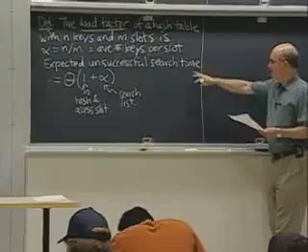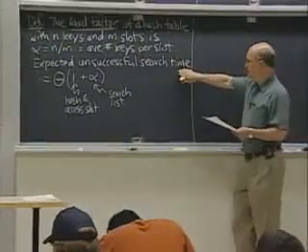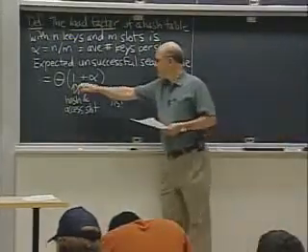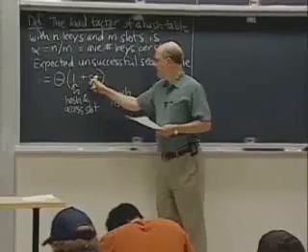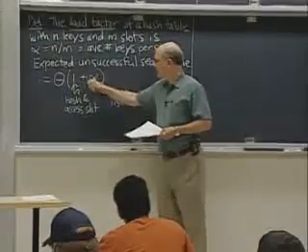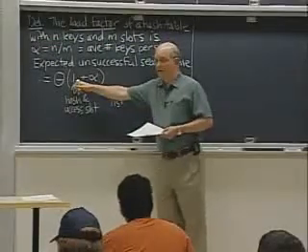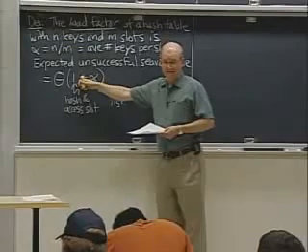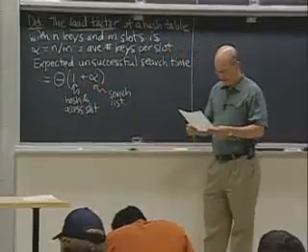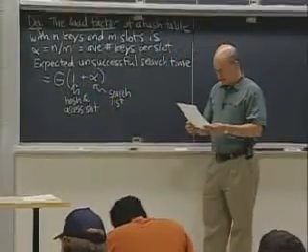Okay? So the expected unsuccessful search time is proportional essentially to alpha. And if alpha is bigger than 1, it's order alpha. If alpha is less than 1, it's constant.